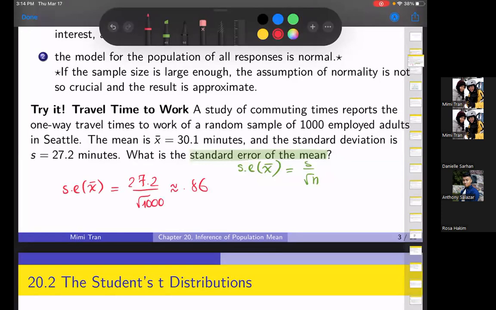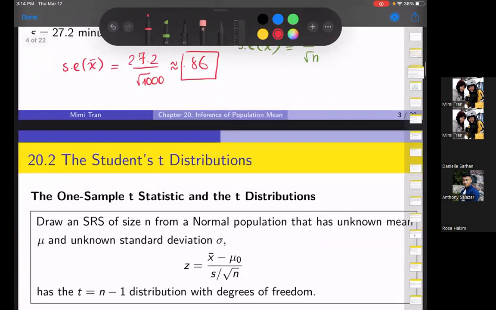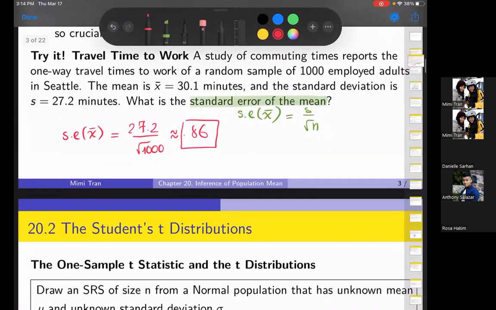On the exam, I don't care much about how many decimal places unless I specify how many I want. But a lot of times I look at the person's result, and if it's correct math, then I give them full credit. The number is not what I'm looking for. I'm looking for how you present your work. All right. So that's how you calculate standard error.